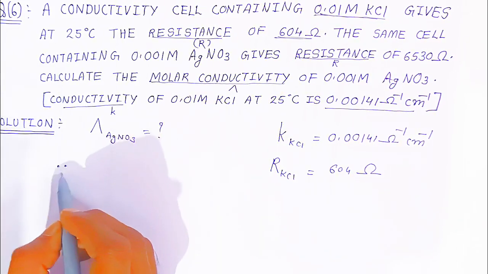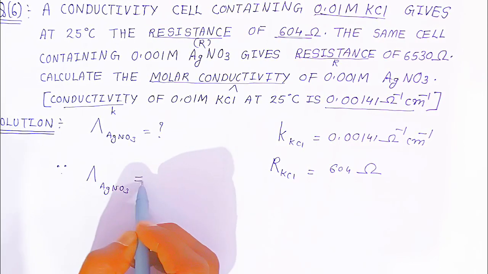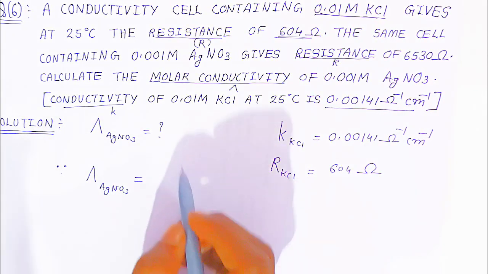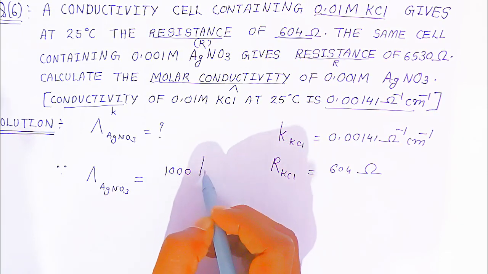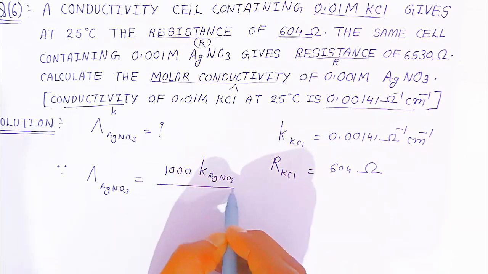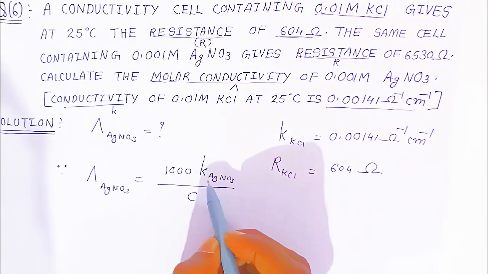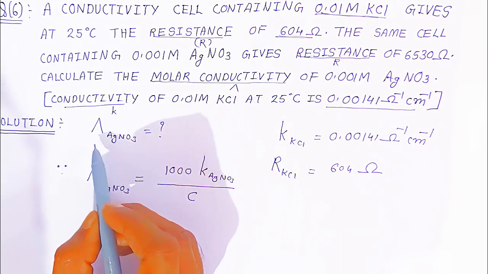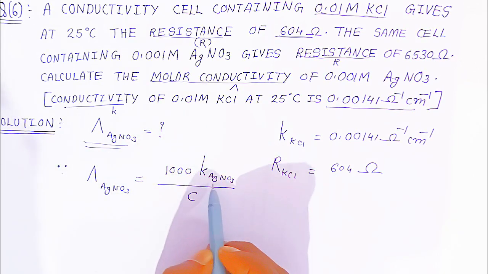Since you know molar conductivity of silver nitrate, if you want to calculate students, the formula is, you should know, that is 1000 times conductivity of silver nitrate, you have to divide with the concentration of silver nitrate. Okay students, so if you know conductivity of silver nitrate, then only you can calculate the molar conductivity. So you have to first calculate the conductivity of silver nitrate.